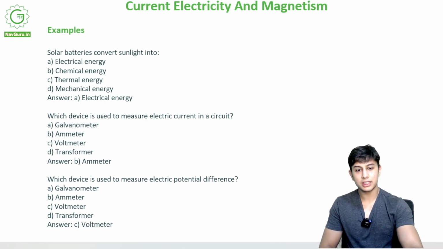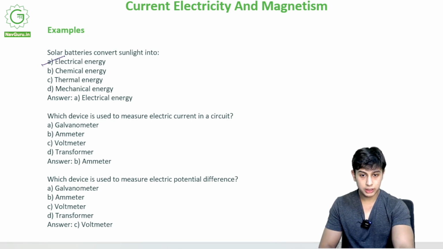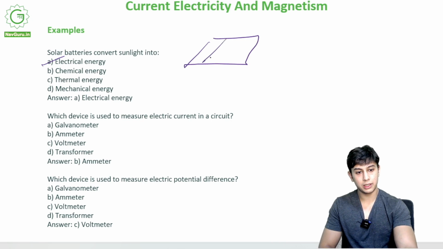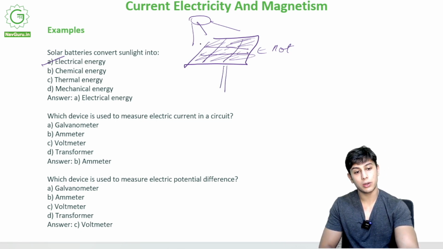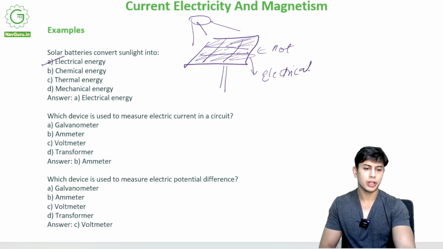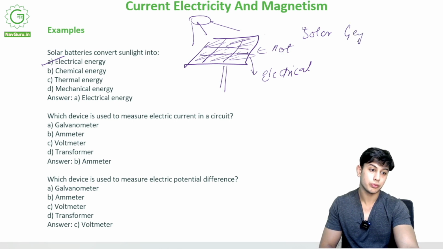Solar batteries, they convert sunlight into what? They convert sunlight into electrical energy. You see solar panels, they are blue in color, right? Sun rays fall on it, it heats up. This is very hot, by the way. During the day it will take all the energy and convert it, and at night you can have that electrical energy, or even during the day you can use it. There are solar geysers, solar cookers.